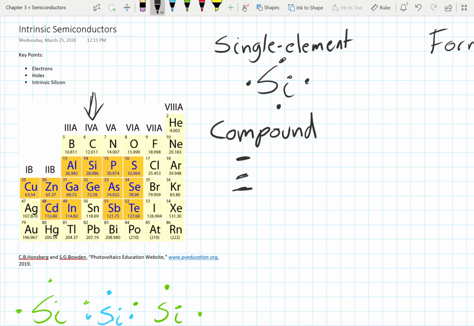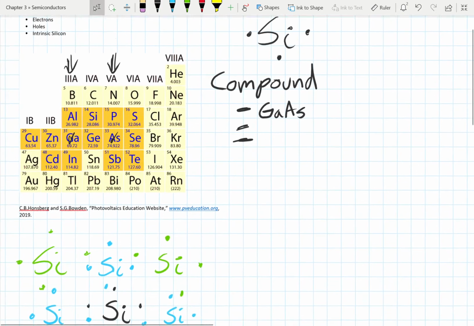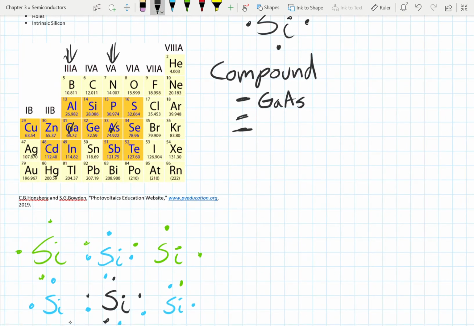You can also have compound semiconductors. Those are made from elements from groups 3 and 5. You can combine 3 and 5 and get, let's say, gallium arsenide. That's very common. And you can also have indium phosphide, I think it's called. That's another common one.